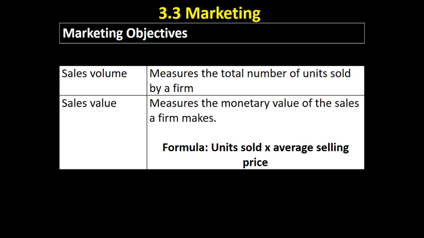So, the types of marketing objectives that tend to be set. We may get objectives in terms of sales volume. For example, a coffee shop may decide that they want to sell 1,000 cups of coffee a day. We may get a target in terms of sales value. That might work out as £2,000 worth of sales a day. Okay, so we can set targets in terms of the amount that we're actually selling, the volume, the number of units we sell, or the monetary value of those units.